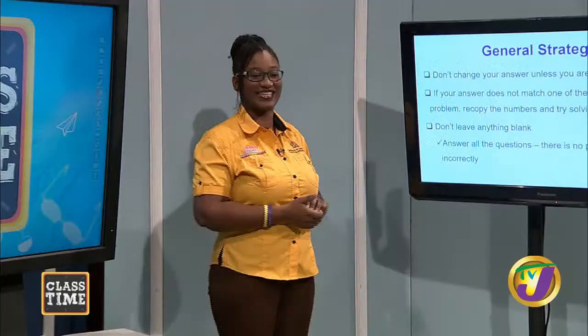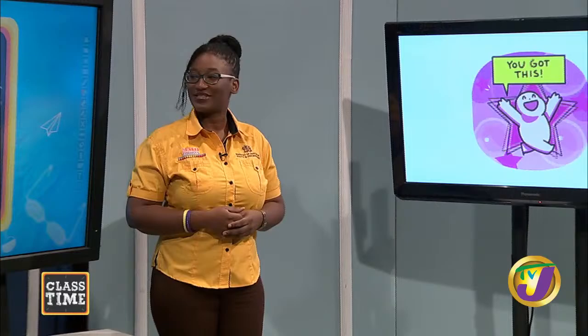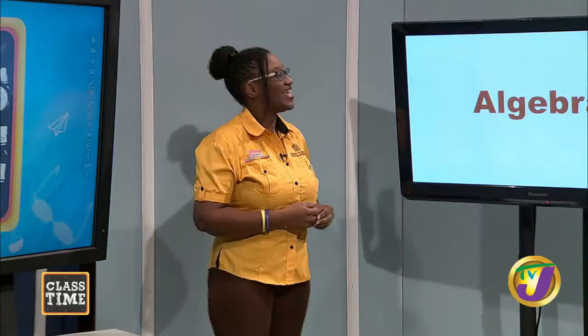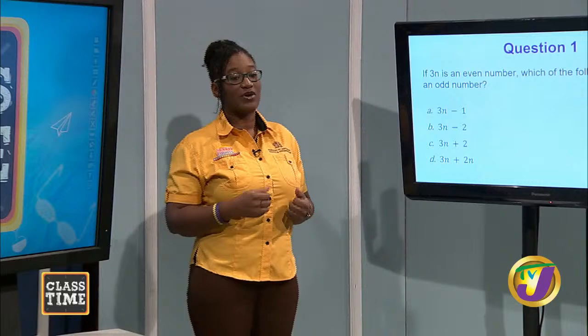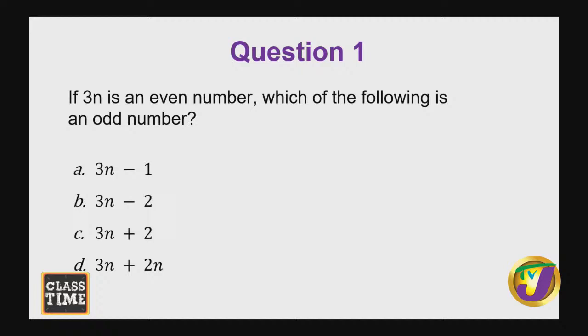All right. So they got this. Yeah, I believe so too. So we are looking at algebra in our first segment, and we're going to be taking you through a few questions. So let's start with question one. If 3n is an even number, which of the following is an odd number? You've got this.